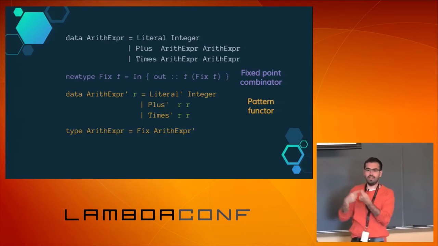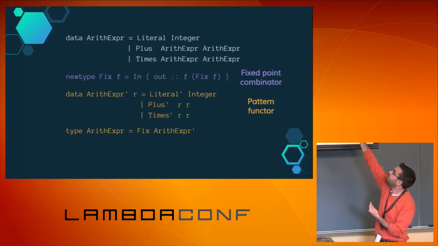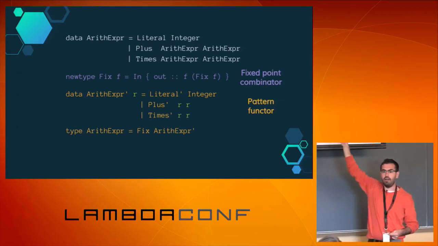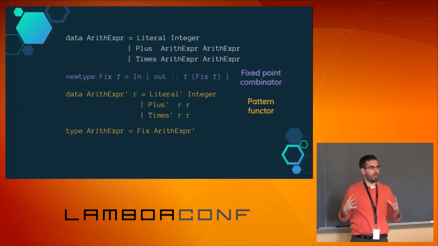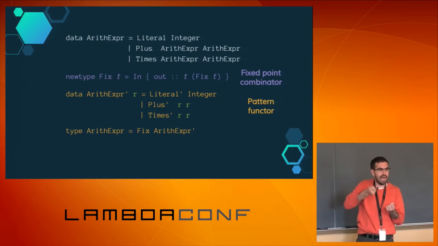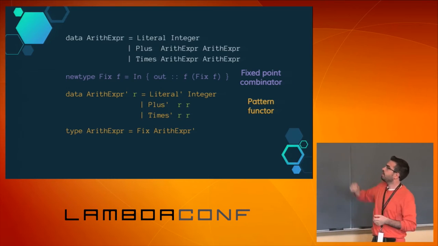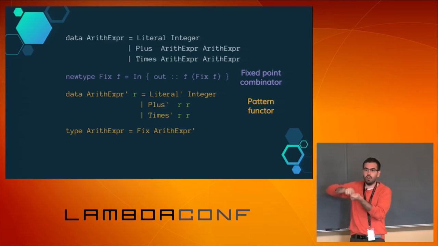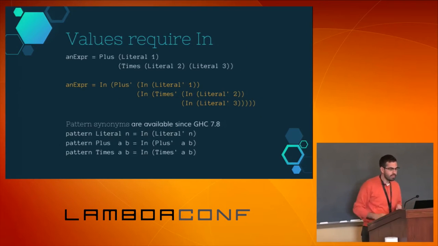And we are replacing this recursion by an extra argument, r. Whereas before we called arith exp all the time, here we are using r. And then we have one single data type that we have to believe will tie the recursion, which is this fixed data type, which looks a bit weird, but this will actually work. So this fix is going to tie the recursion at the data type level.